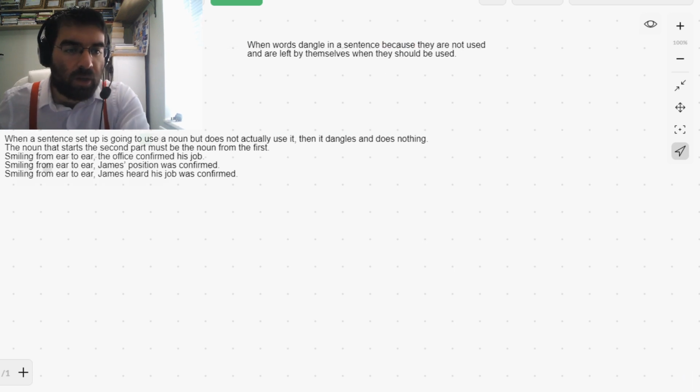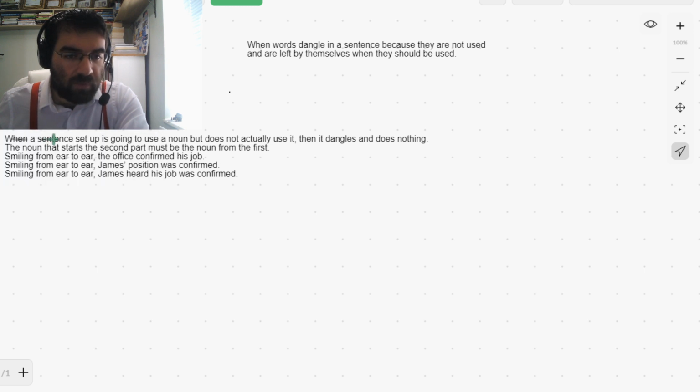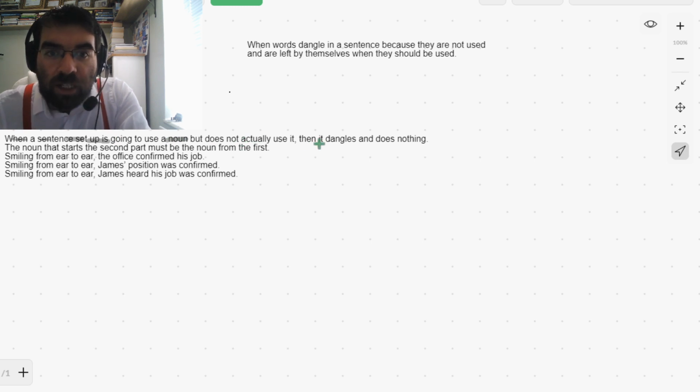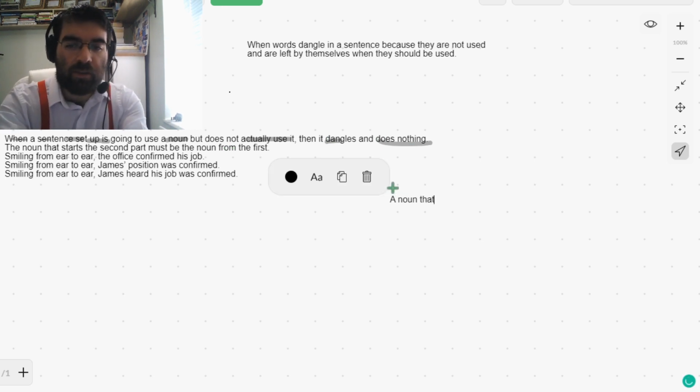Yeah. So when, let's change this, maybe have that. When a sentence, maybe a bit bigger, when a sentence is set up to use a noun but does not actually use it, then it dangles and does nothing. So a noun that is not actually going to be used.